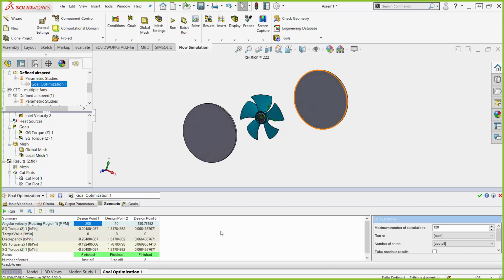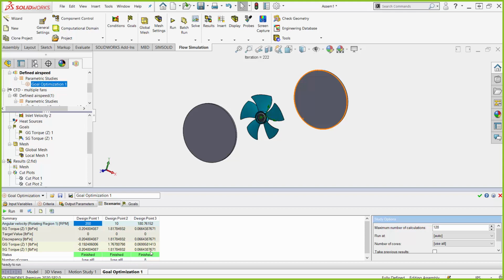Tracking my parameters, I give it a run. This study only needed 3 iterations to pretty much get to an answer. It ran my max RPM, my min RPM, and guessed at 180. And at 180 RPM, there was about 0.06 torque on those blades. Not too bad at all. So very quickly, I'm able to get an estimate on how fast that fan is likely rotating.